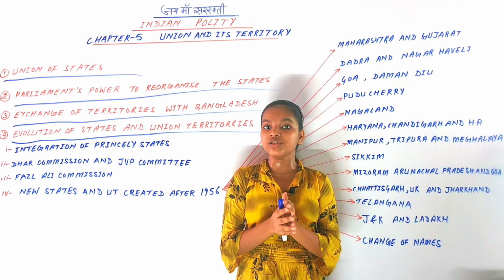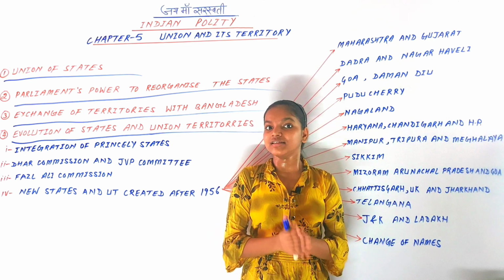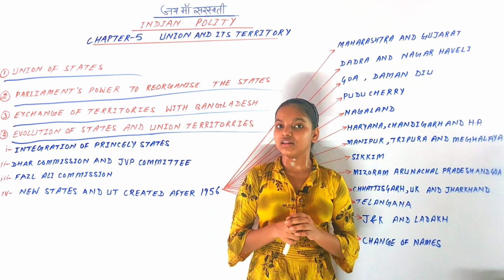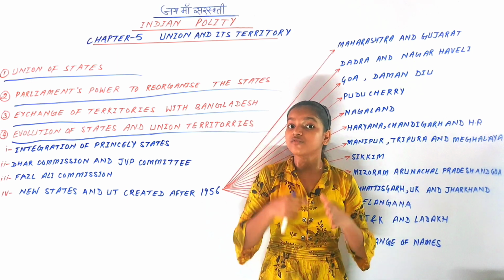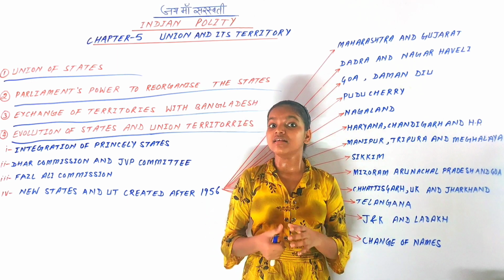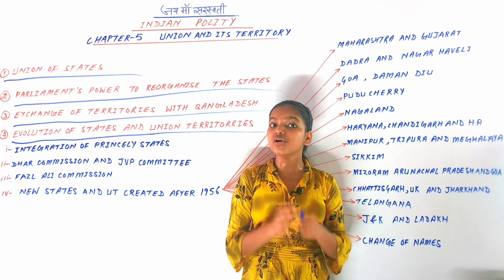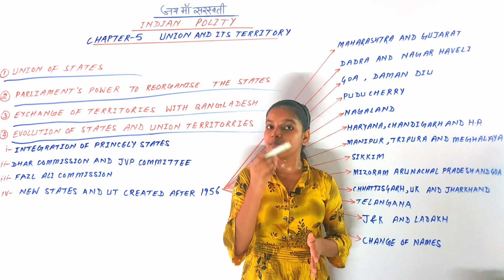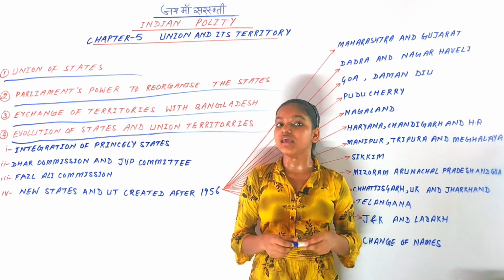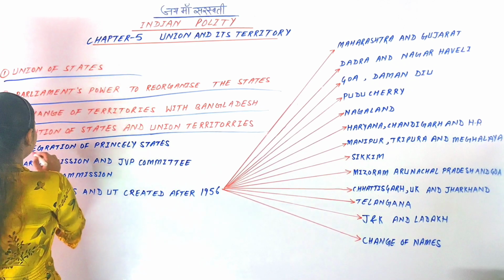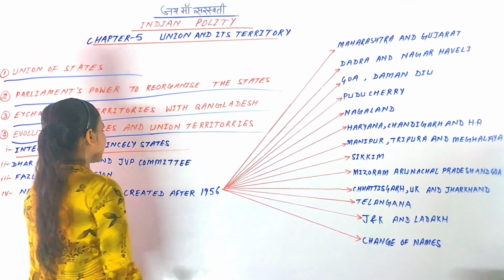So princely states had options, but they joined India and India was integrated, and for administering those states the government of India divided states into 4 categories, Part A, Part B, Part C and Part D. So our first subtopic, integration of princely states, has been completed.